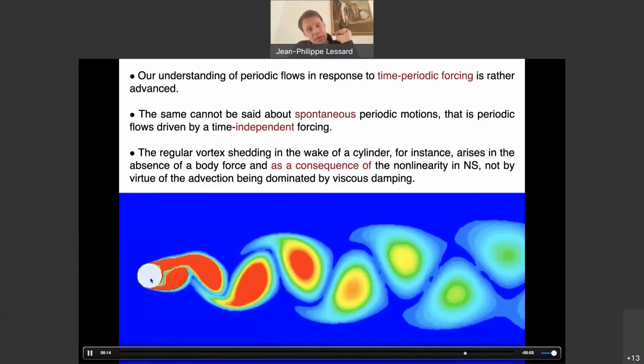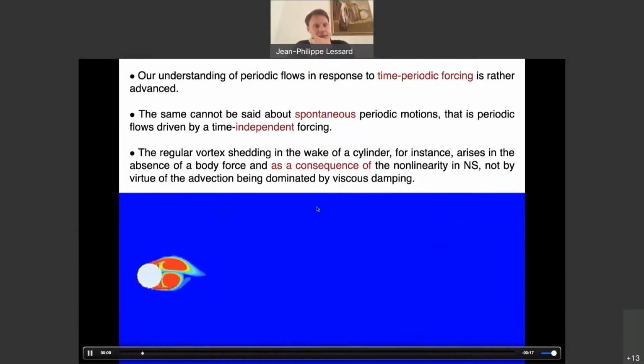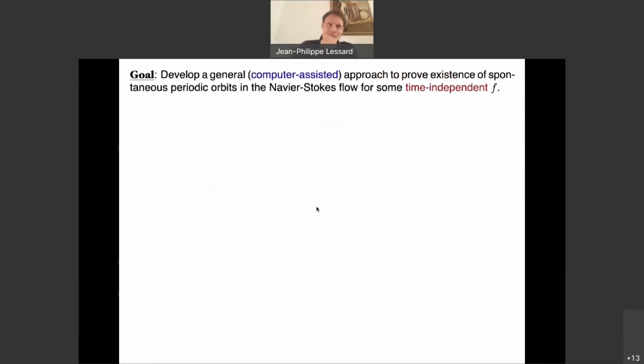I will not study the specific model here in this talk, but it will be, in some sense, a similar idea. And okay, so what we want to do is develop an approach to prove existence of spontaneous periodic orbits in Navier-Stokes for time-independent forcing term. I'm putting computer-assisted here, so I guess I will soon jump into the world of computer-assisted proofs, but what is important to realize is that we are not doing computer-assisted proofs for no reason, right? We are doing it because there are very few techniques to prove existence of these kind of motions using standard analytic tools.